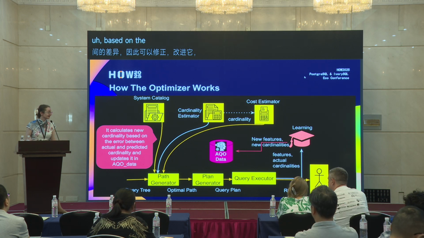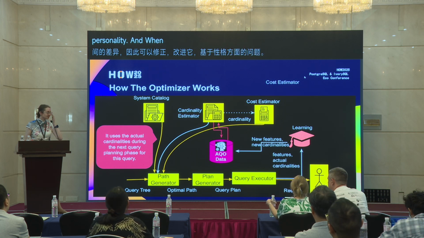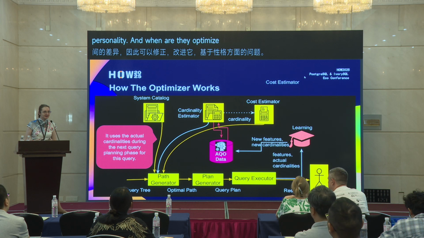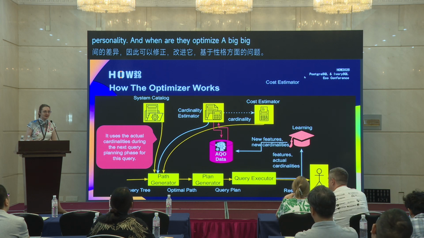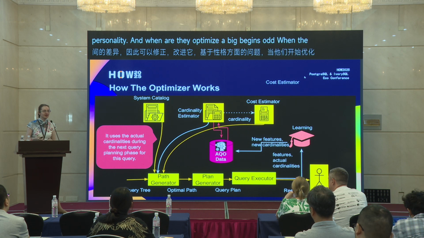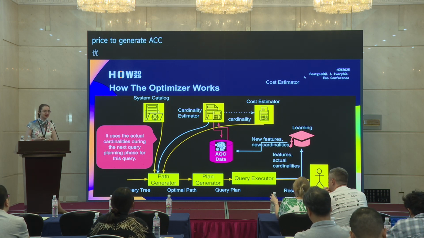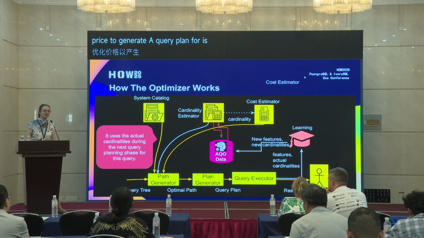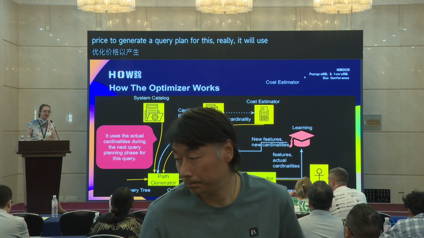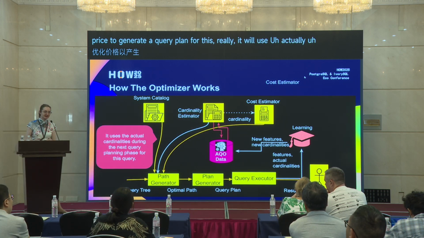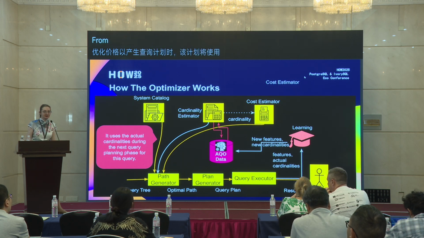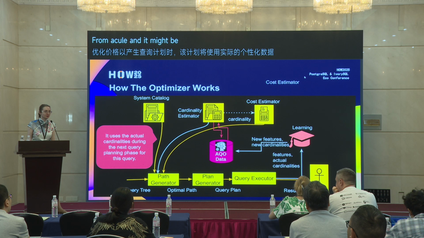And when the optimizer tries to generate a query plan for this query, it will use actual cardinality data from AQO, and it might be helpful for it to improve the query plan.